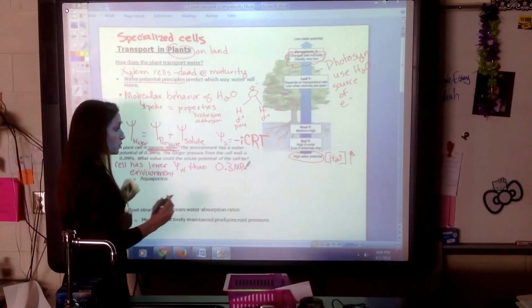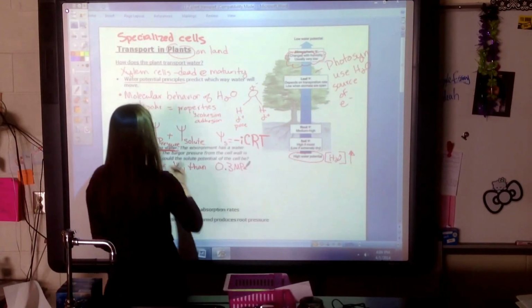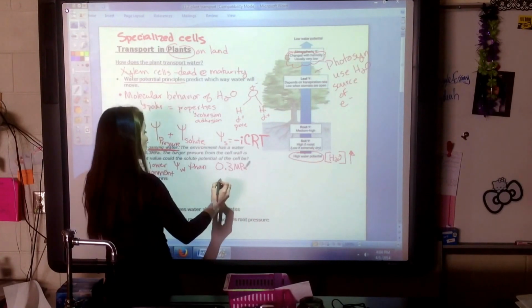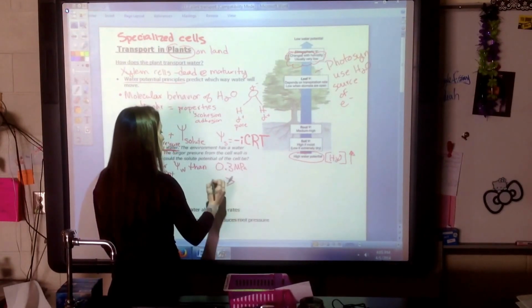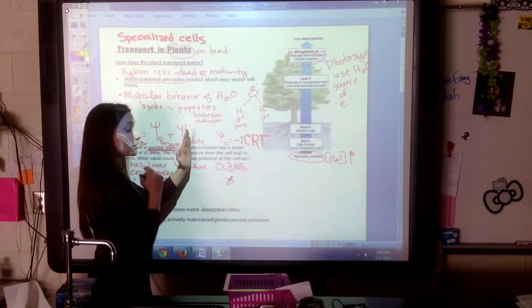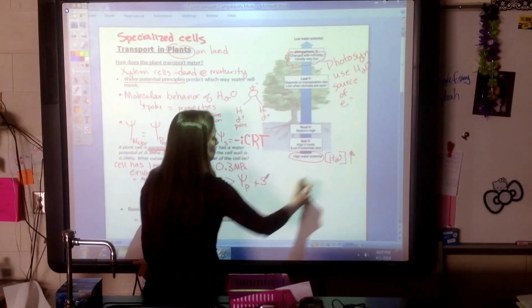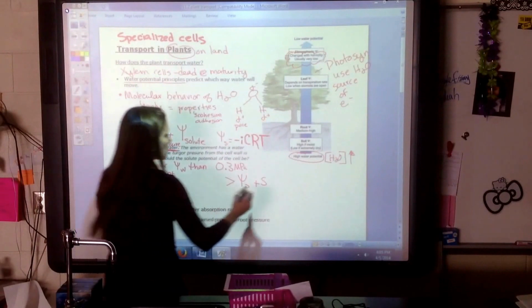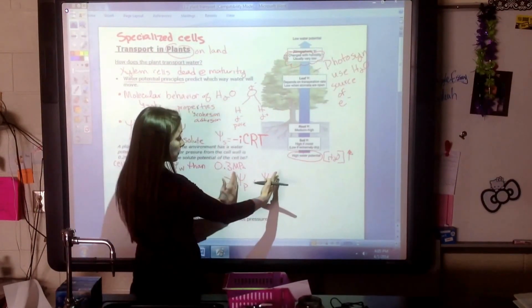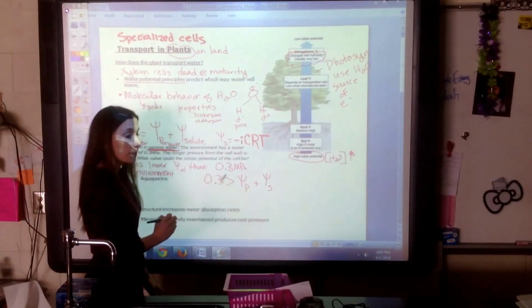So when we set up our equation, we can now start to substitute. Instead of writing the water potential equals, we're going to substitute water potential with less than 0.3. So if the water potential equals the pressure and the solute potential, this means that the pressure and the solute potential must be less than 0.3, because these equal the water potential.